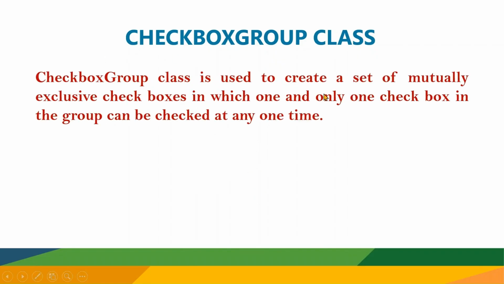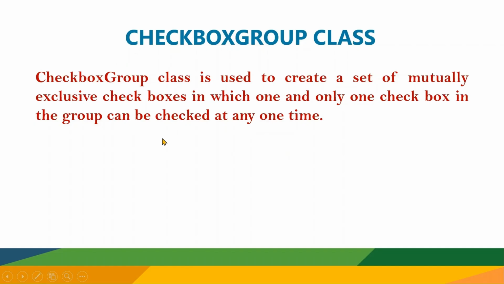A CheckboxGroup class is used to create a set of mutually exclusive checkboxes in which one and only one checkbox in the group can be checked at any one time. So you have a group of checkboxes, and in it we need to select only one. Here we are trying to convert the checkboxes to radio buttons, but I need to use a class called CheckboxGroup. If you don't use this CheckboxGroup class, then the normal checkboxes will be displayed where you can go for multiple selection. But whenever you want a radio button concept in AWT, since we don't have a radio button class directly, we need to use an additional class called CheckboxGroup.